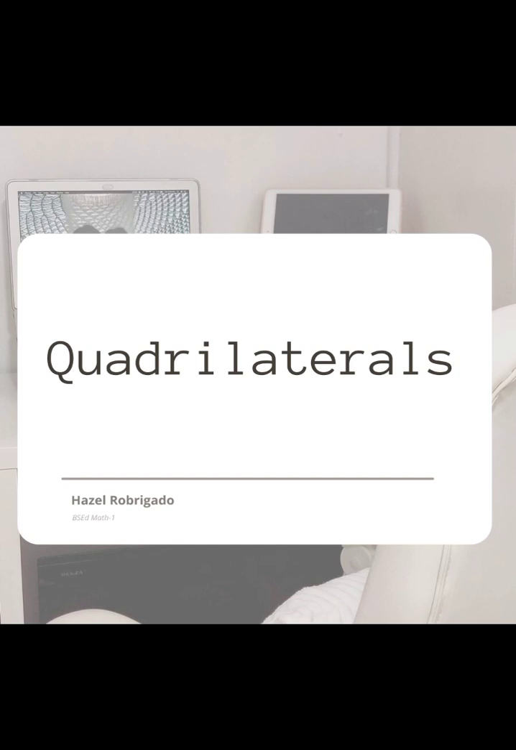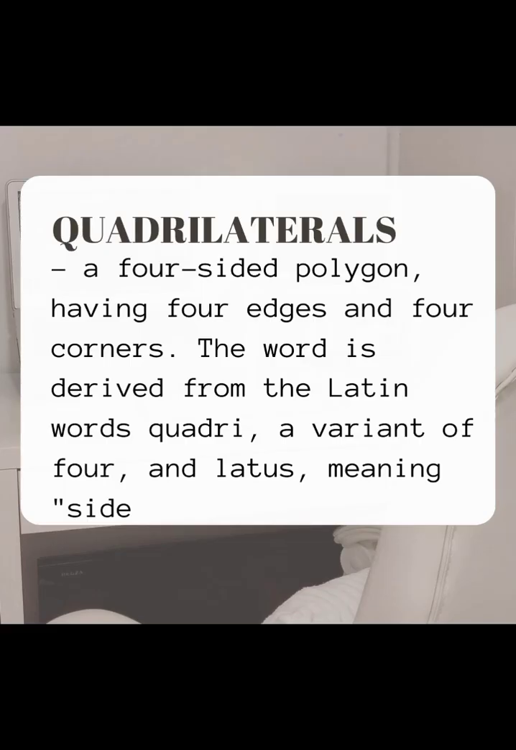And now let's proceed to quadrilaterals. A quadrilateral is a four-sided polygon having four edges and four corners. The word is derived from the Latin words quadri, a variant of four, and latus, meaning side.